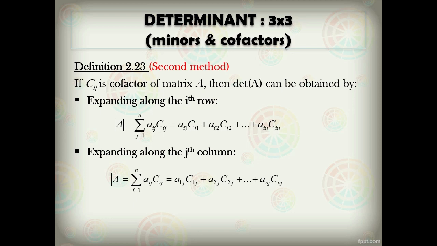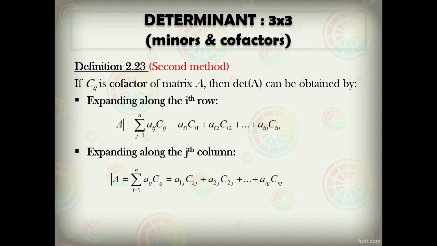The second method of finding the determinant for a 3 by 3 matrix is by using the minor and the cofactor that we have learned in the previous slide. This is where we will apply the minor and the cofactor that we learned.